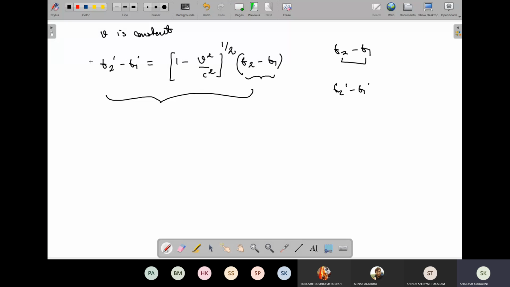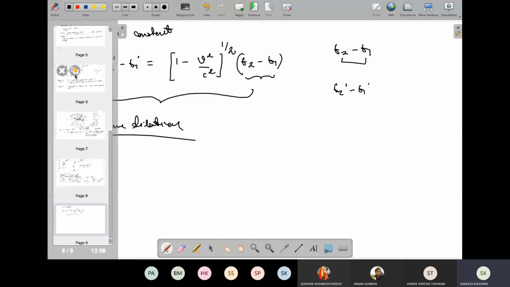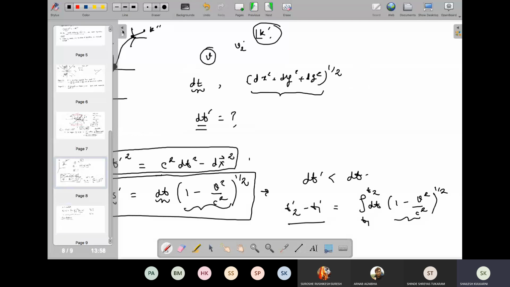Clear? But we don't need a specific form of the Lorentz transformation. That is the misconception, that you need the specific form of the Lorentz transformation to observe this time dilation. This is called time dilation, right? We don't need that. We are just assuming that v is constant. This is the general transformation. This is the most general thing you can say.